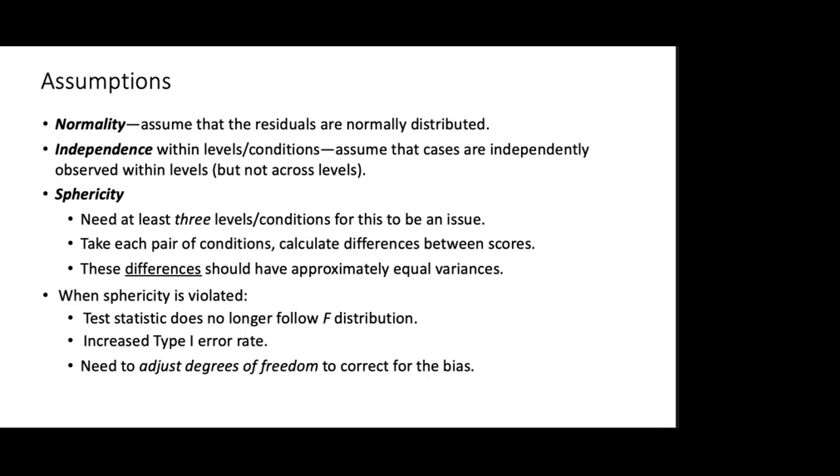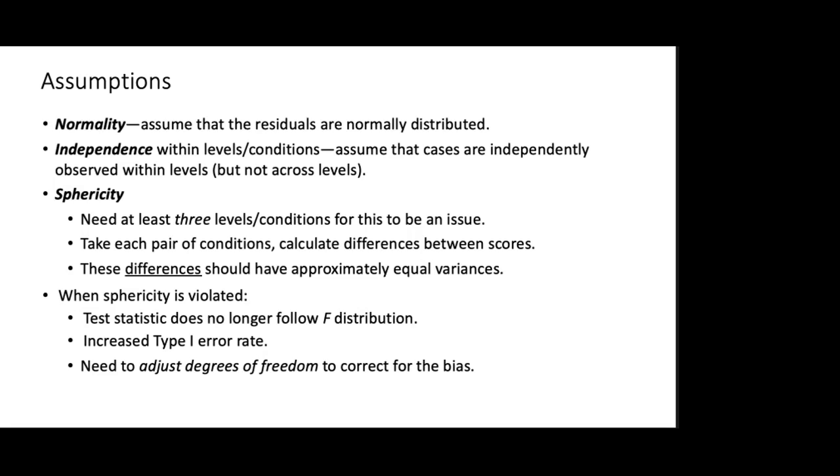So in the cake example, we have chocolate, lemon, and, I don't forget the third one, let's say strawberry cake. Then you take the difference between scores between chocolate and lemon, chocolate and strawberry, and lemon and strawberry. So you calculate the differences between the scores for all possible pairs of conditions, and then you check whether these differences have the same variance. And that is what sphericity means: the variances of the difference scores for all combinations of conditions are equal.